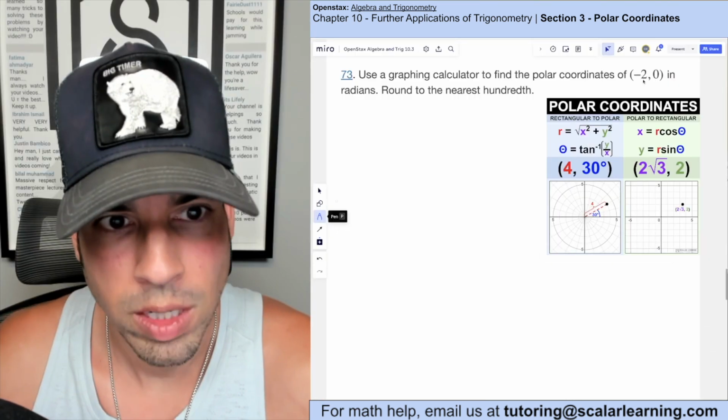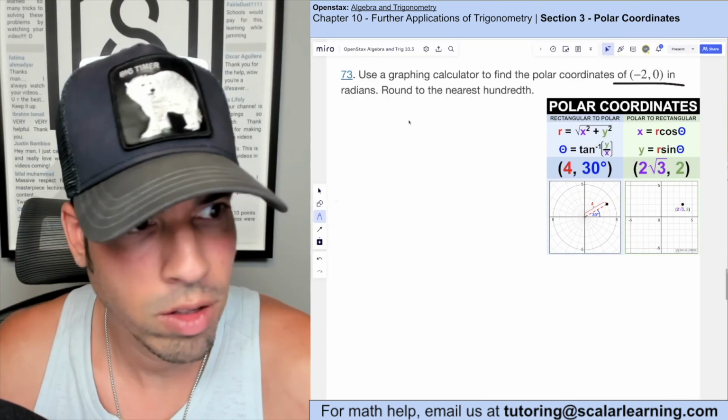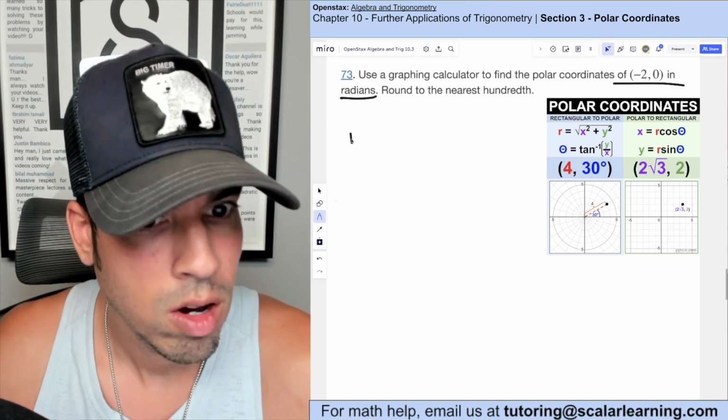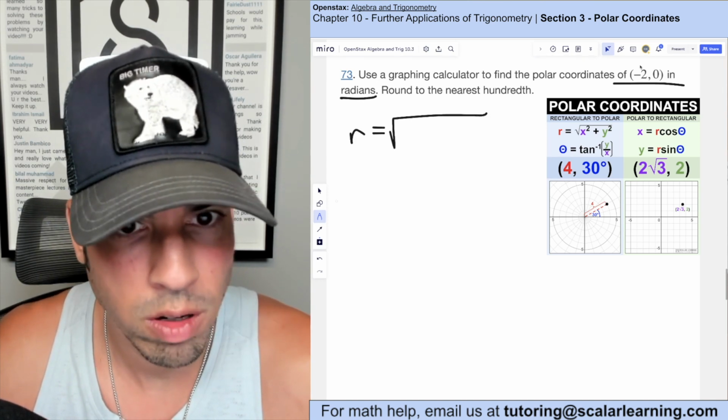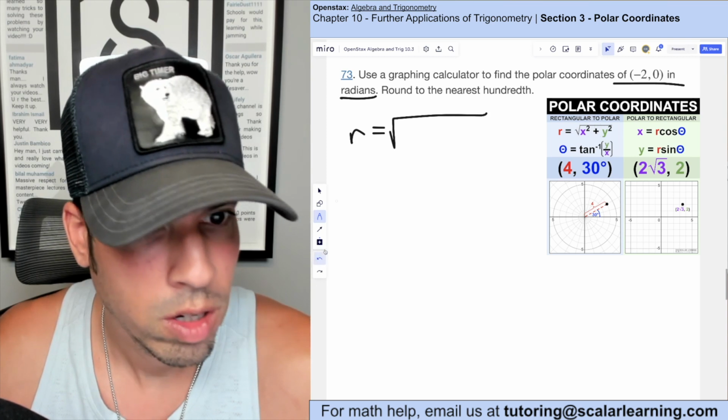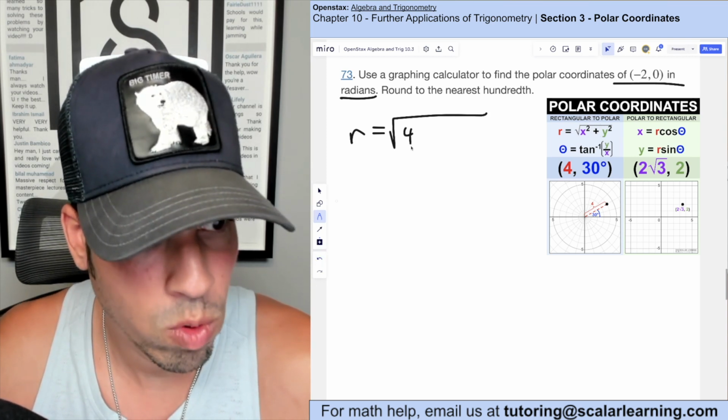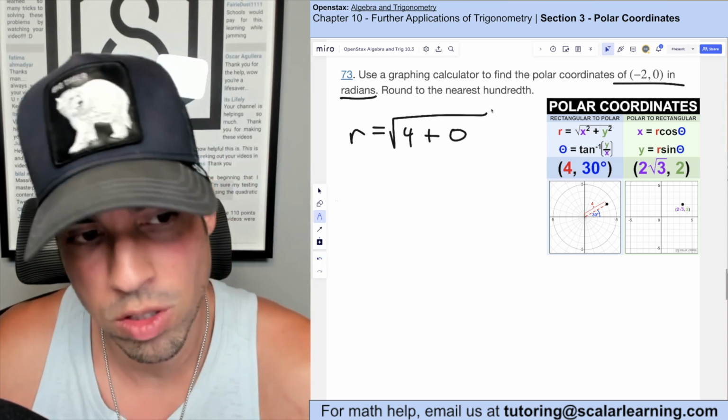Done. So here we're going to get the polar coordinates of these rectangular coordinates in radians. So again, r is equal to the square root of x squared plus y squared. So x squared, negative 2 squared is 4, y squared is 0, because 0 squared is 0.